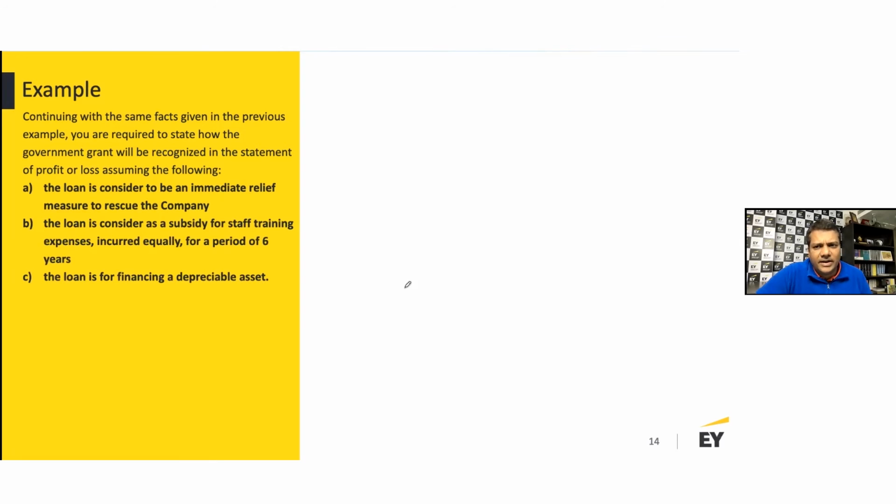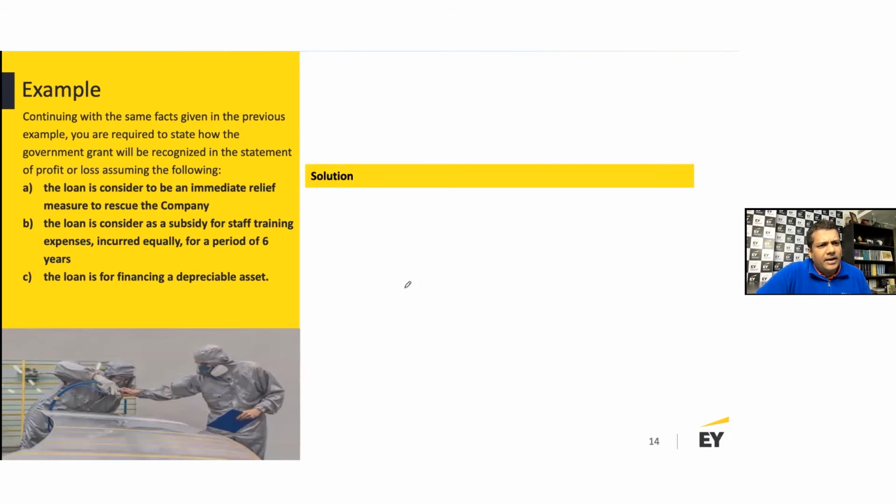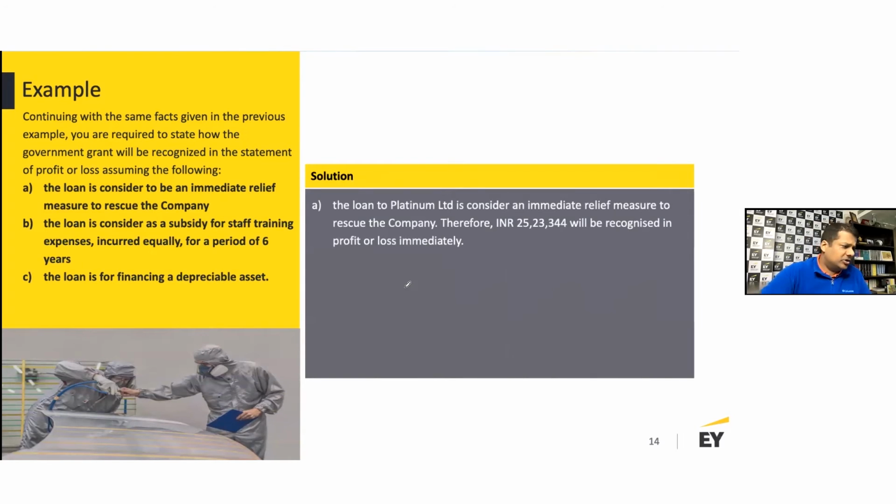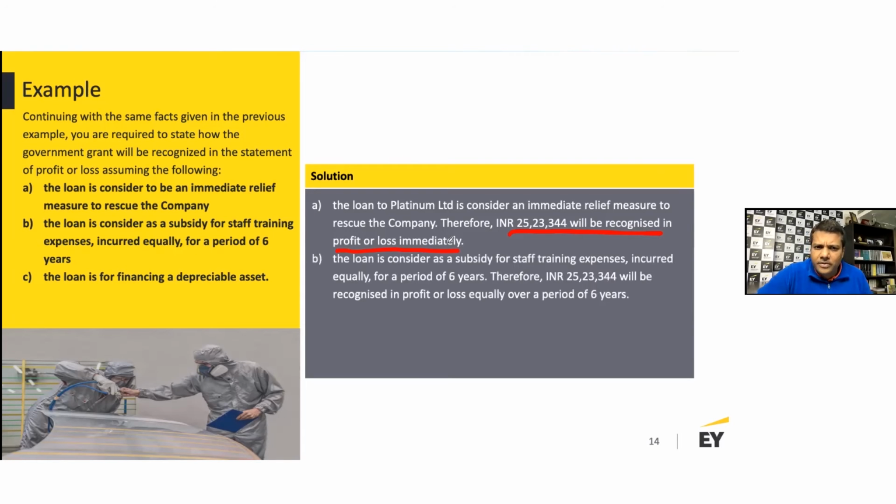So if there are different scenarios, right, you have to look at accounting differently from a recognition to the P&L perspective, right? So now when this is an immediate relief, then what will I do? I'm going to record this immediately in the P&L. So it will be recognized in the profit and loss account immediately. Okay. Now let's look at the second situation, the staff training for a period of 6 years. Then I'm going to record this over a period of 6 years, okay, linked to the estimated cost of training, right? So assuming it is to be incurred equally, then I'm going to amortize it over a period of 6 years on a straight line basis.